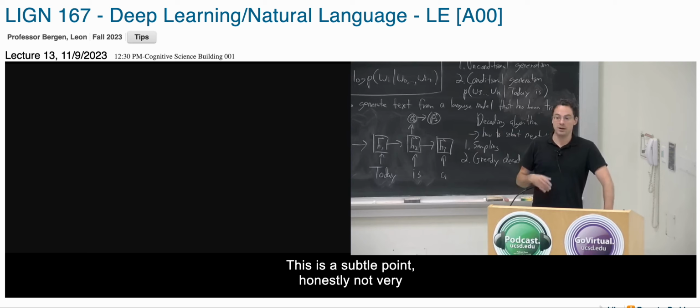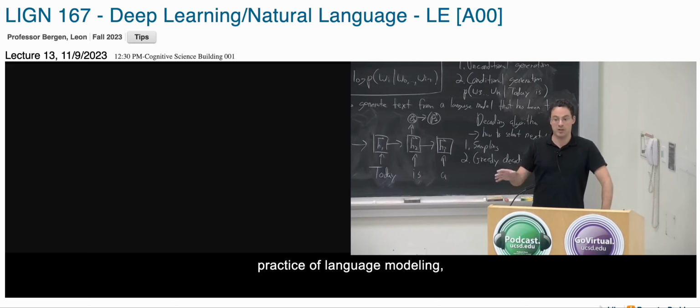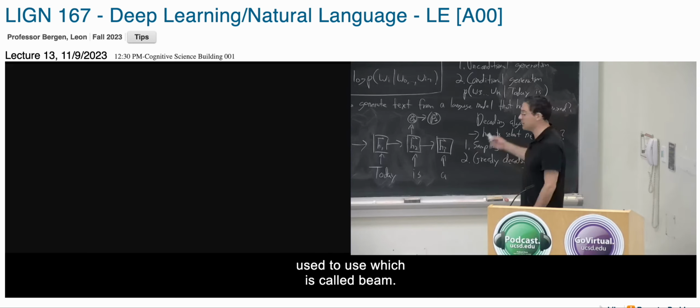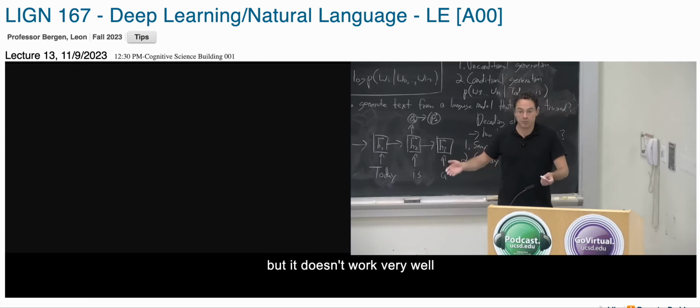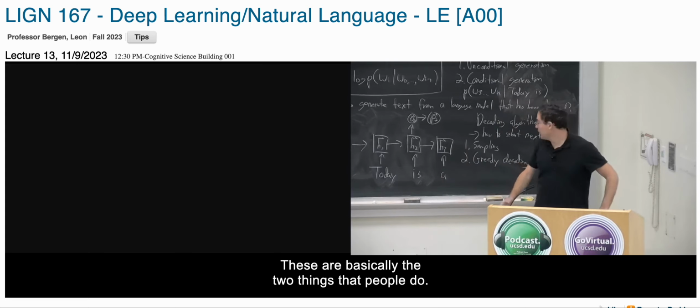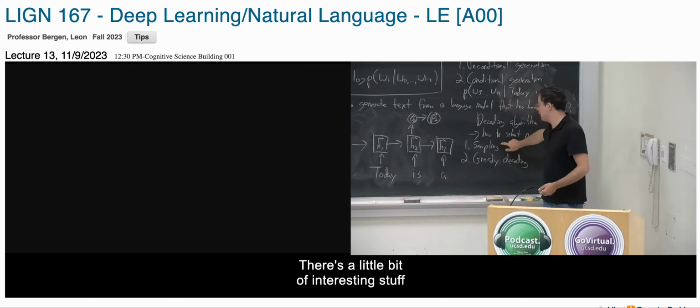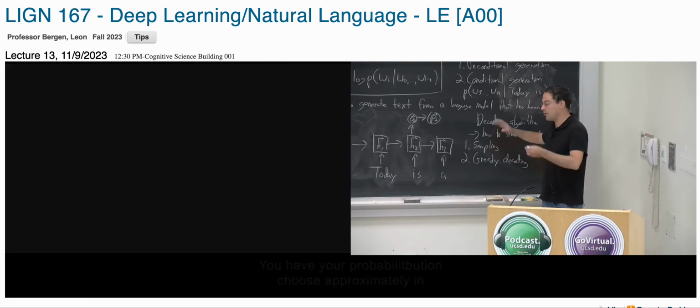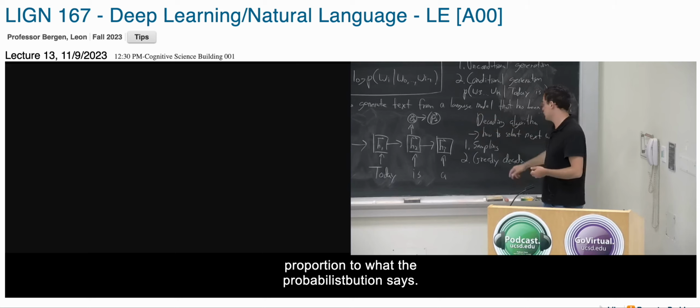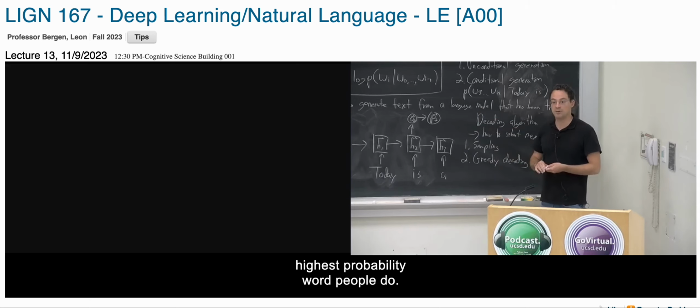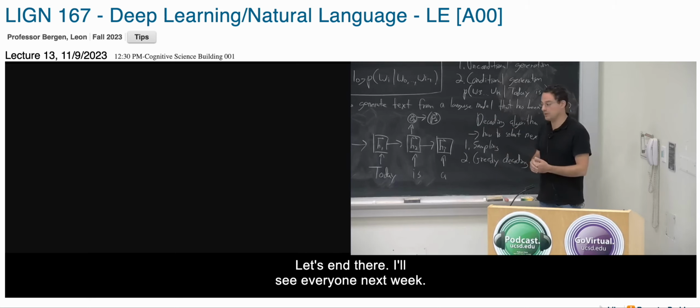This is a subtle point, honestly not very relevant for the day-to-day practice of language modeling, so we don't need to worry about it. There's a solution that people used to use, which is called beam search. I used to teach what beam search was, but it doesn't work very well in practice, so I don't teach it. These are basically the two things that people do. Sampling of some sort. There's a little bit of interesting stuff that we'll still discuss here, but it's basically sampling. So you have your probability distribution, choose approximately in proportion to what the probability distribution says, or greedy decoding, choose the best next word, the highest probability word. That's what people do. Let's end there. I'll see everyone next week.